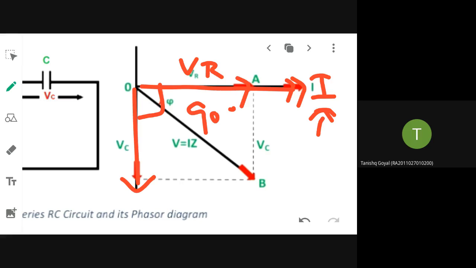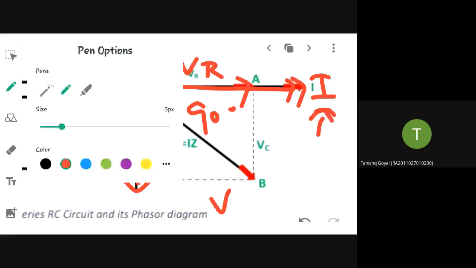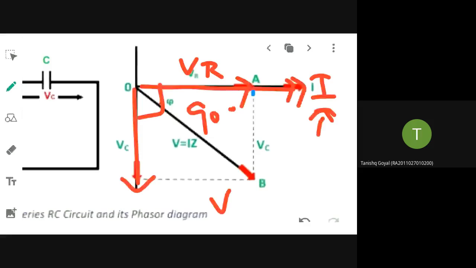Okay. Now I want to take the phasor sum. I want to represent total voltage V. So how can I do it? Again, this is my VR, this is my VC. I am taking the phasor sum. So this will be my total voltage. So this is how you will be drawing the phasor diagram for series RC circuit. Understood how you have got the phasor diagram?